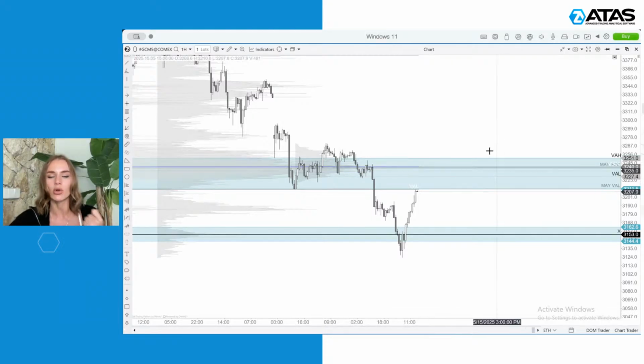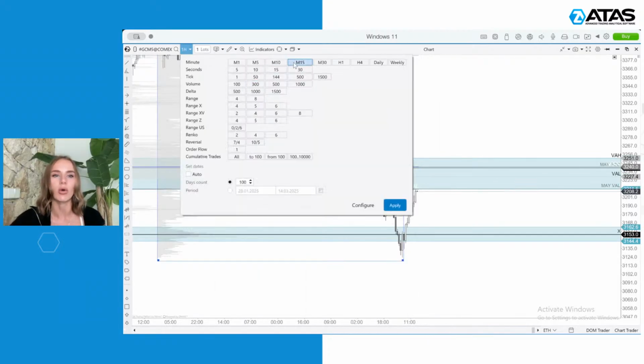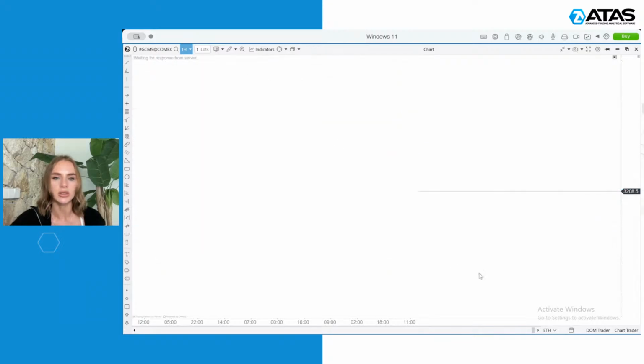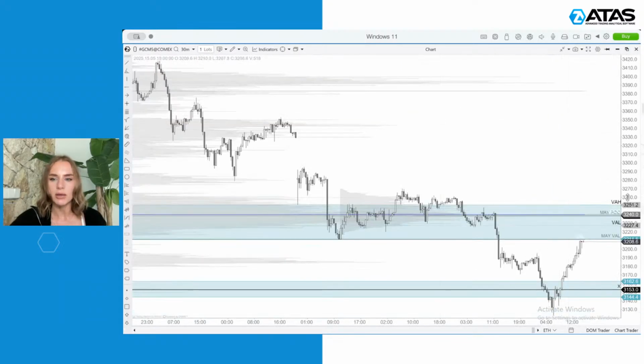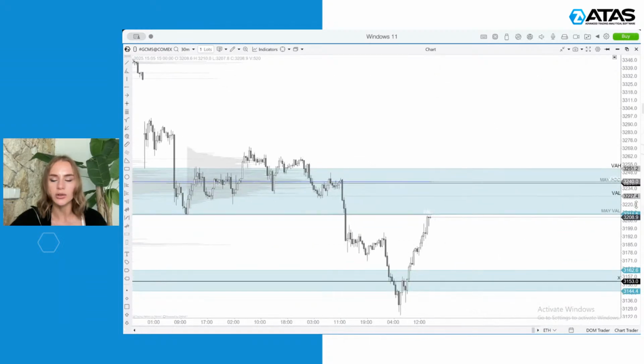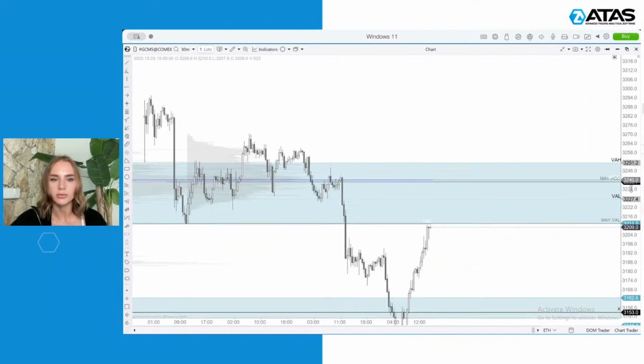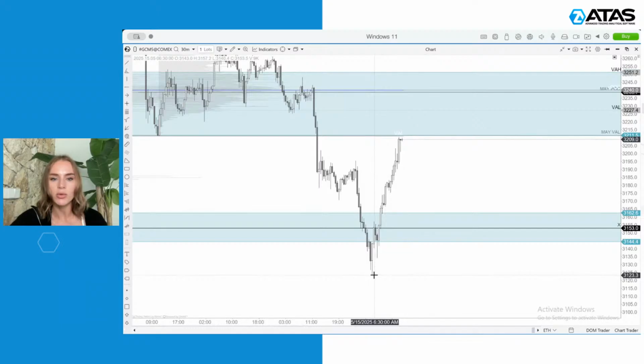But I need more confirmation. I'm not going to just sell because obviously the zone is quite wide. So I need something more. And what I'm going to do, I'm going to go to the 30-minute time frame. On the 30-minute time frame, I'm going to also check out how the volumes were distributed on the move to the upside.